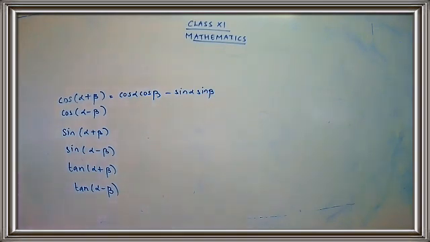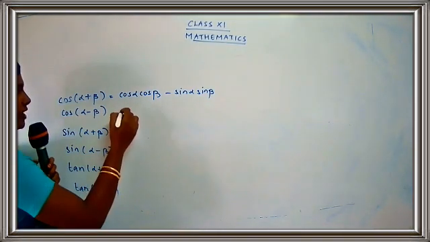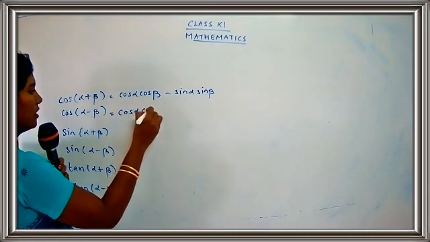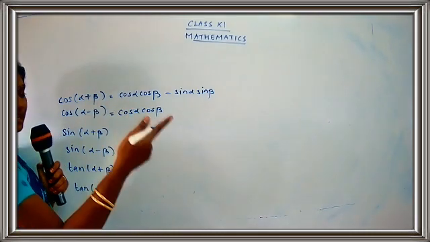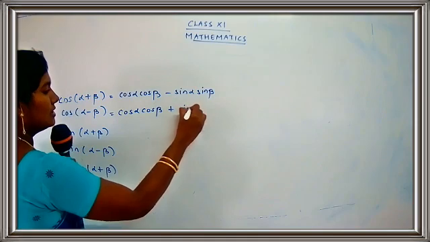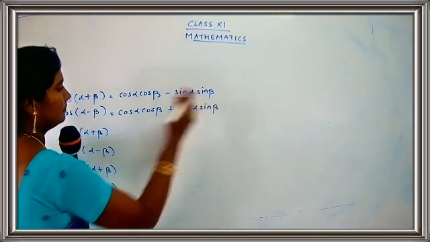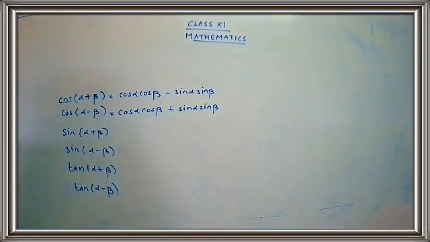Next one. What is for cos alpha minus beta? Again, when you are dealing with cos, you have to write cos alpha cos beta. The minus will change to plus. So plus sine alpha sine beta. Cos alpha cos beta plus sine alpha sine beta.